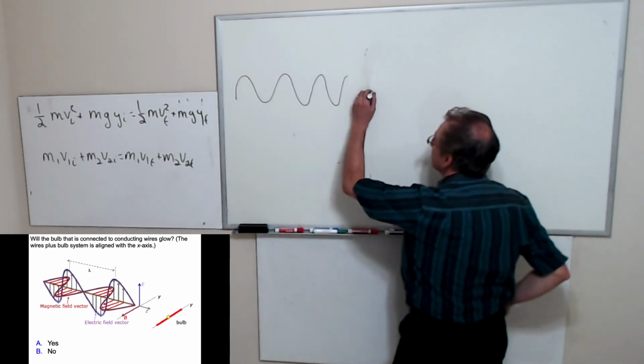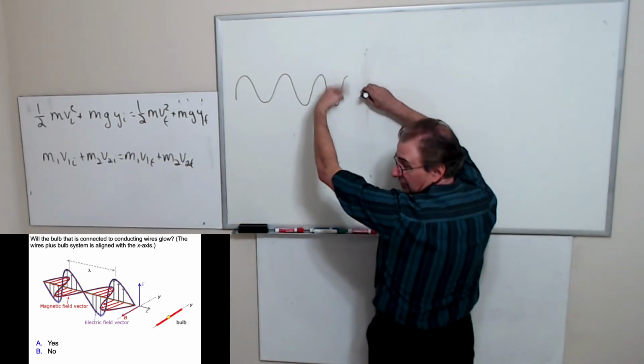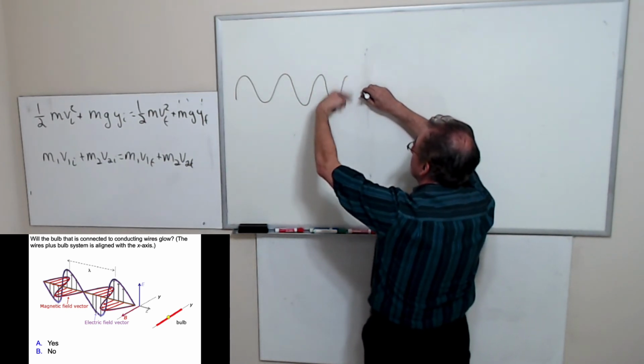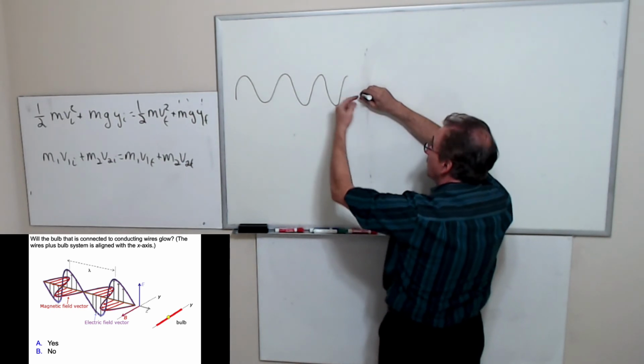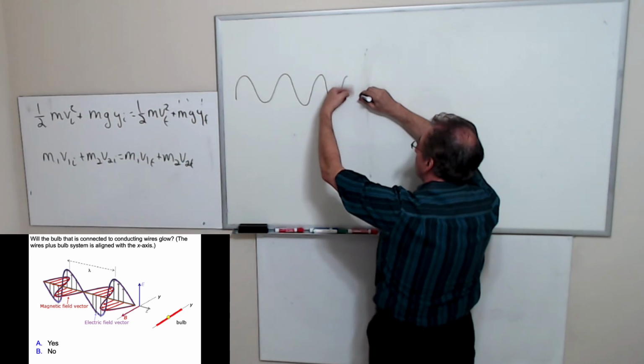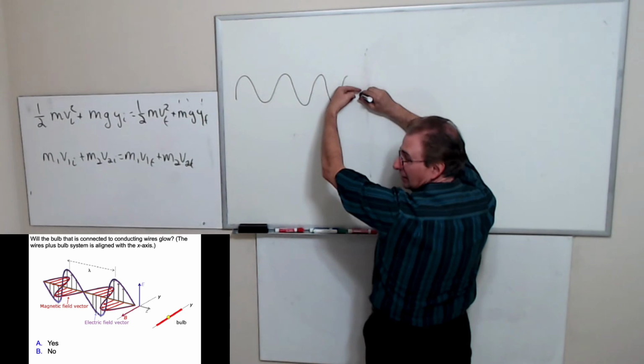If the wire is like this, the electric field oscillates up and down like this, and the bulb is over here, out of the plane. The electric field, all it can do is make the electrons move up and down.